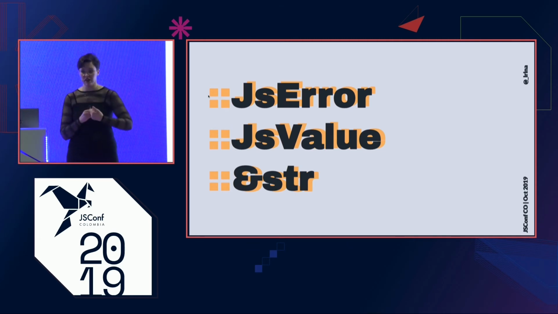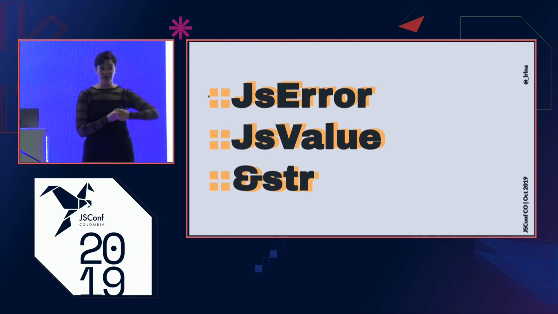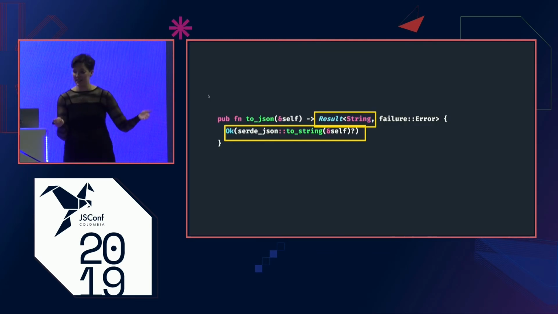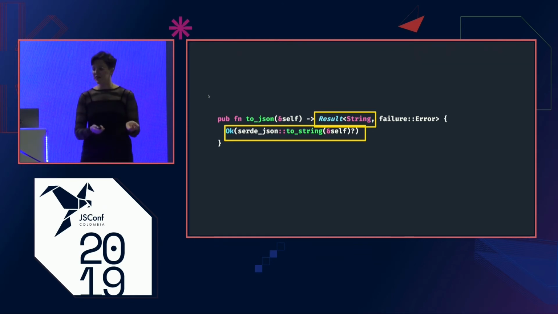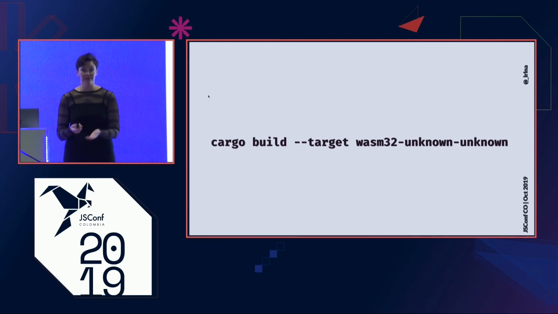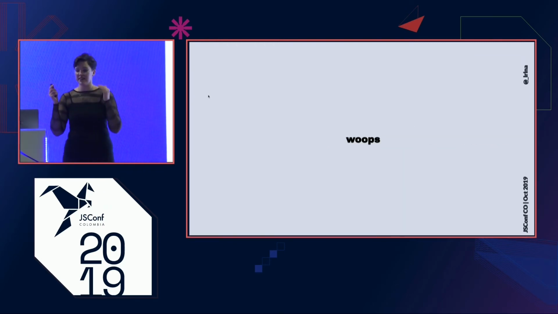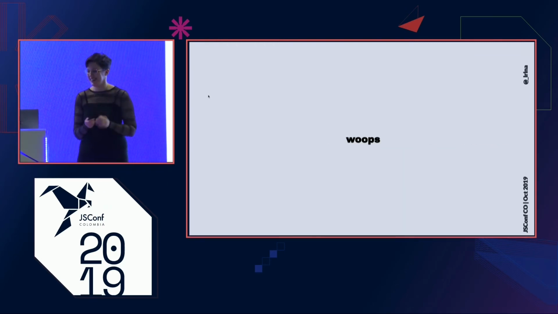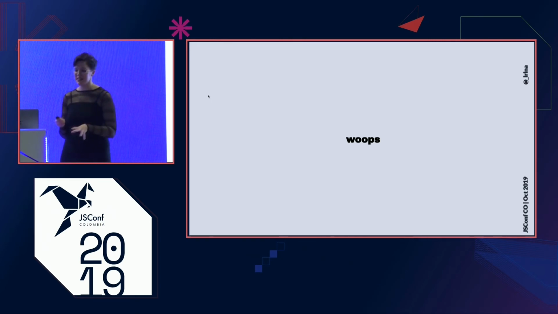One is JsError, two is JsValue, and one is a string. So it was a good thing I wrote everything with strings to begin with, because I did not have to do anything. I just have to return the result as a string. I'm returning a string. WASM returns a string. Everything is happy. Let's build. Let's see if it actually works. And it didn't. I was really close. It seemed so easy.